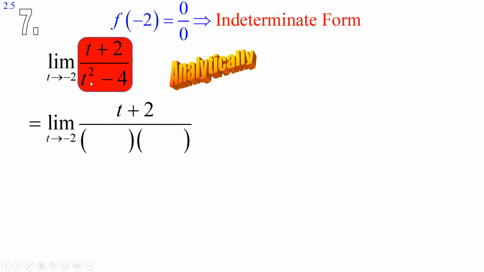So factor t squared minus 4, well, that's the difference of squares. Won't that be t plus 2 times t minus 2? And your t plus 2's cancel out. So we have a 1 over t minus 2. And now I can do my direct substitution and get a 1 over -2 minus 2. That's a -1/4.